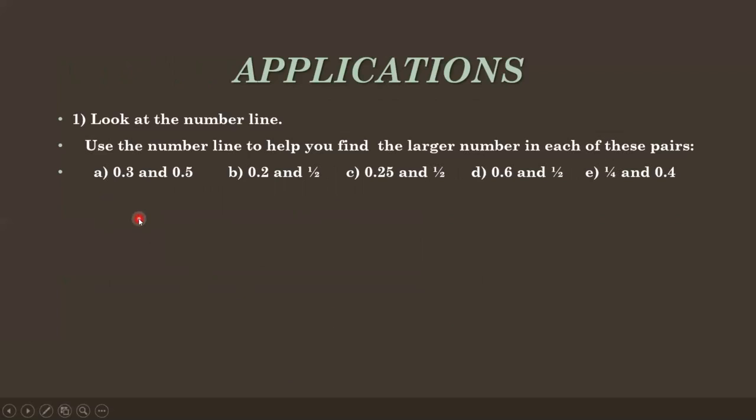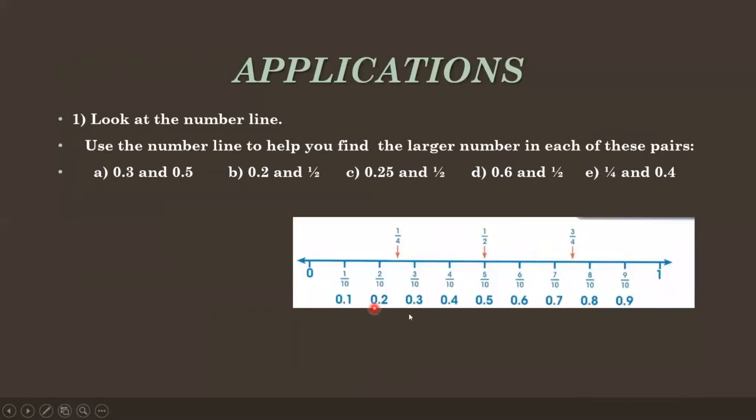So the A part is 0.3 and 0.5. B part, 0.2 and 1/2. C part, 0.25 and 1/2. D part, 0.6 and 1/2. E part, 1/4 and 0.4. And this is your number line. So they have given you the fractional form and its corresponding decimal form. That is, 1/10 means what? 2/10, 3/10, whatever it is. So with the help of this number line, we have to find out, of these pairs of numbers, which one is the larger number.